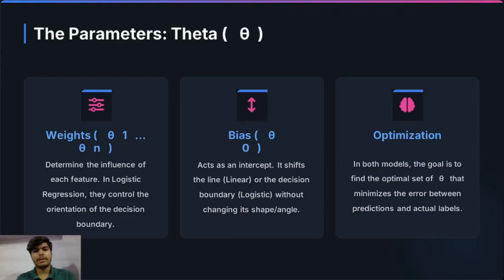The parameters, theta, the weights, the bias, and the optimization. The weights determine the influence of each feature. In logistic regression, they control the orientation of the decision boundary. The bias theta acts as an intercept. It shifts the line in linear regression, or the decision boundary in logistic regression, without changing its shape or angle. For optimization, in both models, the goal is to find the optimal set of thetas that minimizes the error between prediction and actual labels.